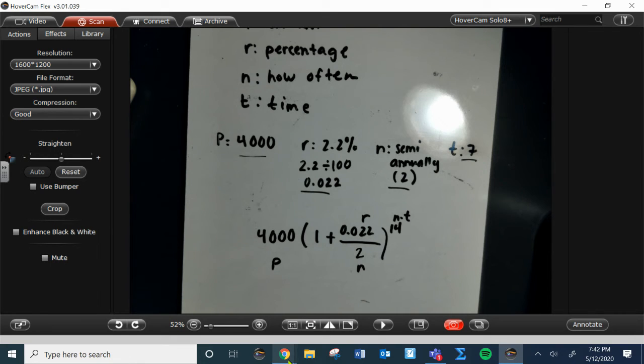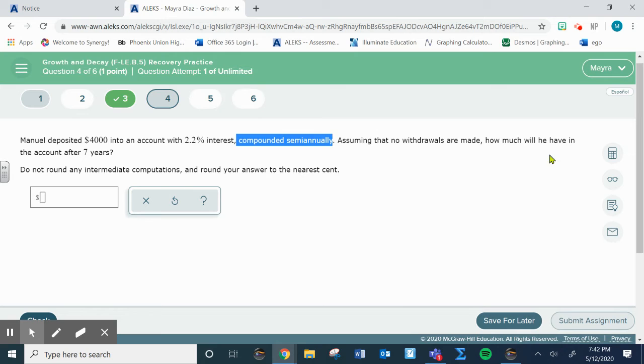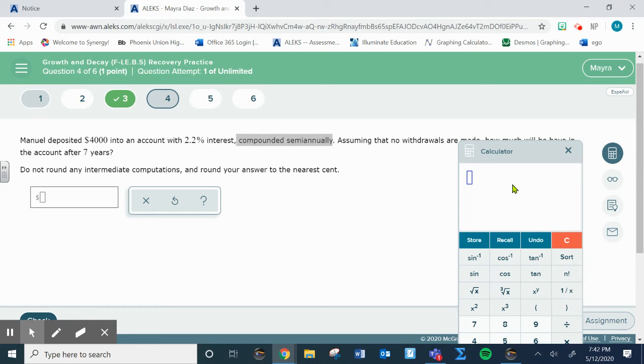You take this big old formula and you use your calculator. And I just type in the whole thing. I don't even worry about trying to simplify anything. So 4,000, 1 plus, a lot of decimals, lots of numbers too, to the power of 14. Click enter, and I get this number.